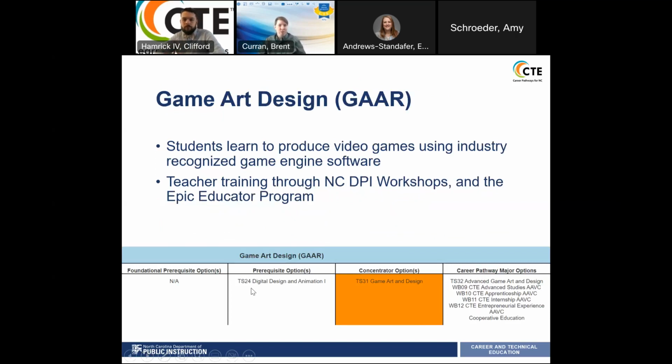And this follows right into game art and design. Again, this is a popular pathway with students today. Students learn to produce video games using industry recognized game engine software. So they'll typically be using Unity or Unreal Engine. And I would prefer Unreal Engine because that is produced by Epic Games, which is based right here in North Carolina. That is a North Carolina owned company. And they are expanding their office into a full-sized campus in Cary, North Carolina.